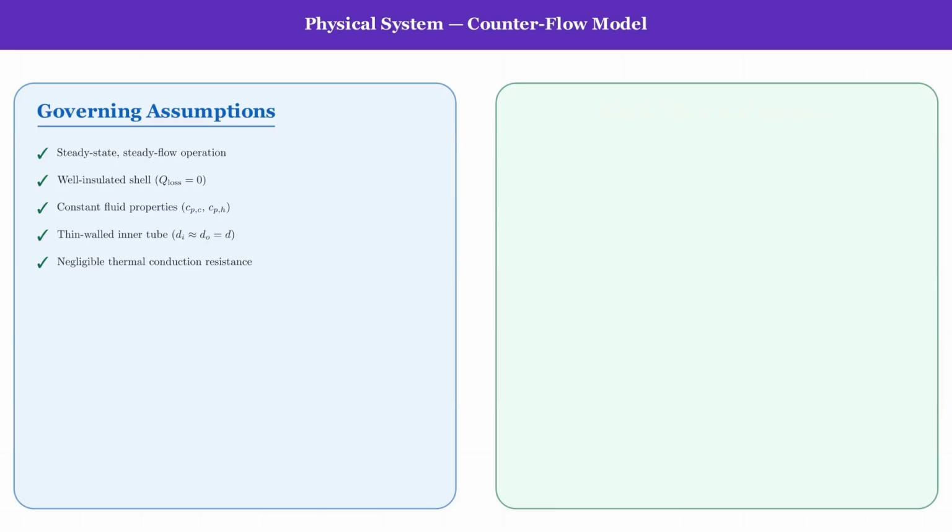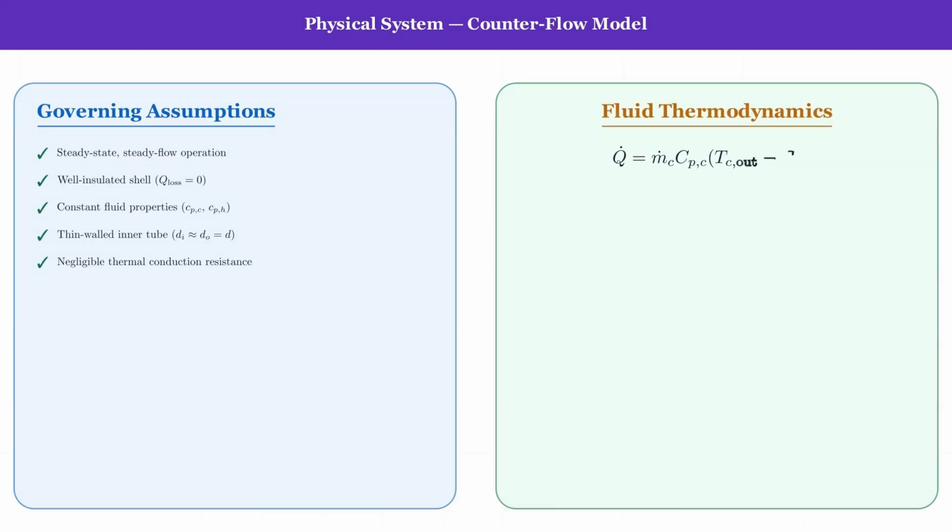Third, constant fluid properties for both streams. The specific heat of the cold water is 4.18 kilojoules per kilogram per Kelvin. The geothermal hot water, at its elevated temperature range, carries a slightly different specific heat of 4.31, a distinction we will account for carefully in the calculation. Fourth, the inner tube is thin-walled, meaning the inner and outer diameters are essentially equal. We use a single diameter d throughout, which simplifies the area calculation at the end. And fifth, negligible thermal conduction resistance through the tube wall itself. For a thin metallic wall, the conductive resistance is orders of magnitude smaller than the convective resistances on either side, and it can be safely ignored.